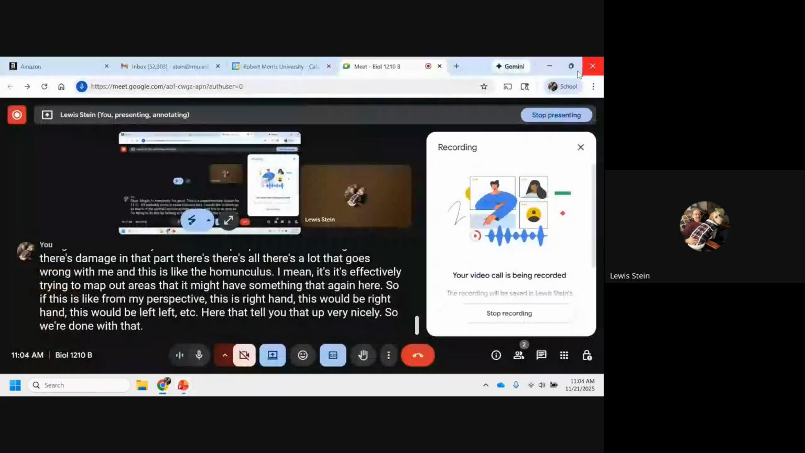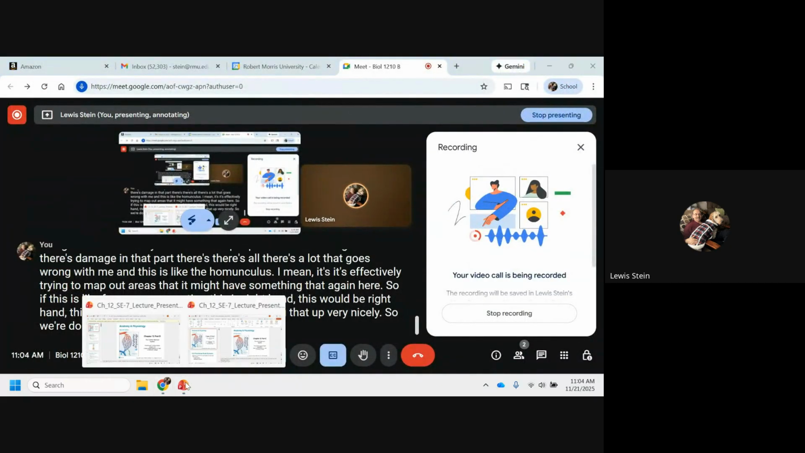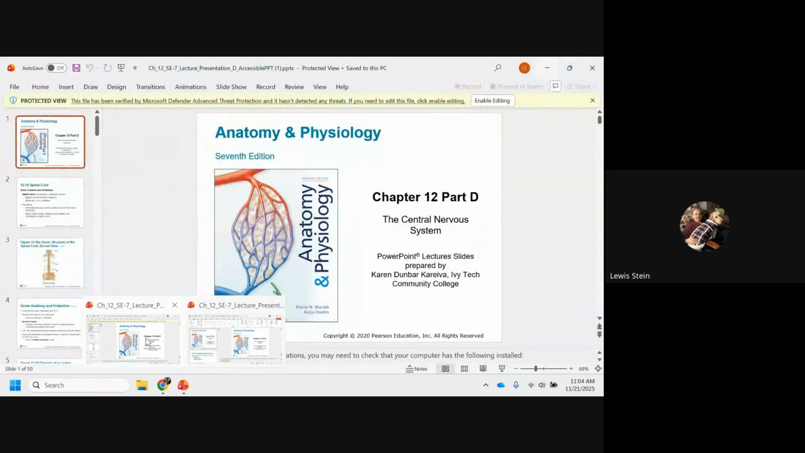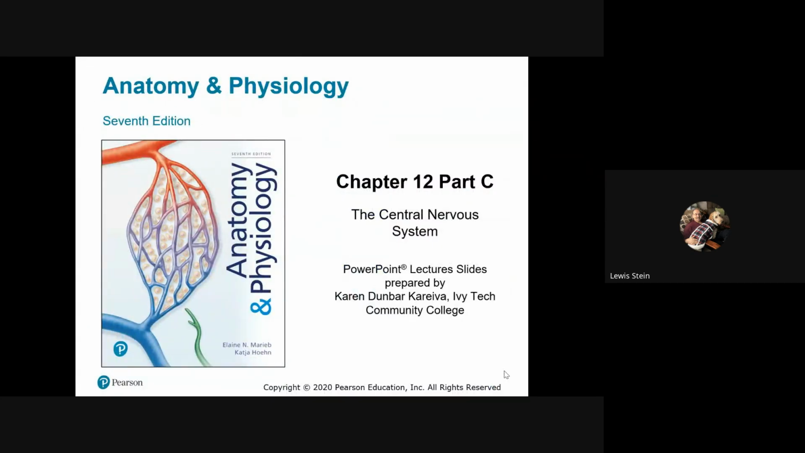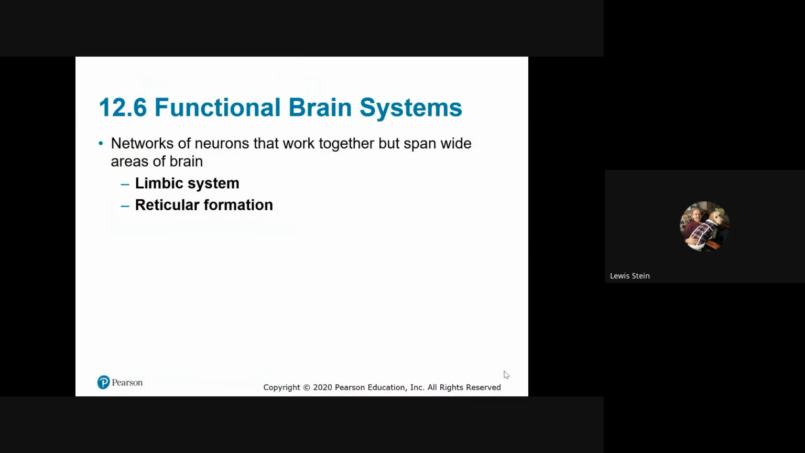I'm going to X out of it. Come back over to here and take a quick look, because D takes long. I'm not going to do that one. C is basically the meninges. There's a lot of functionality in C, and I really don't do it for this course.